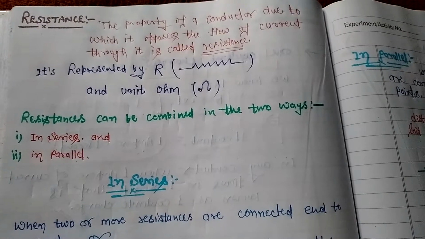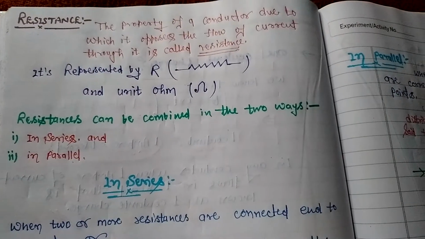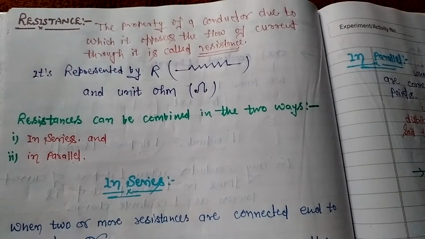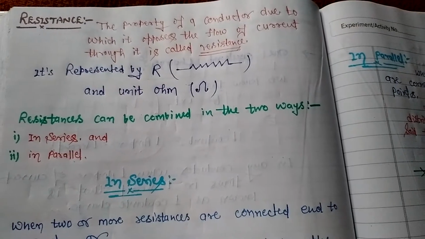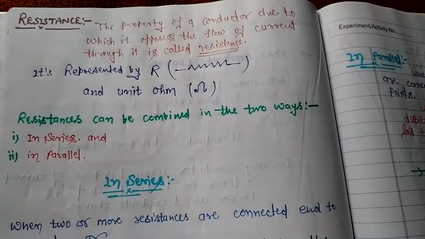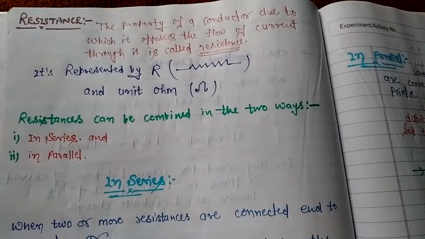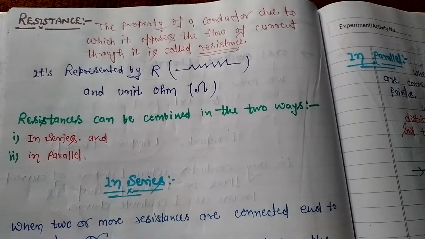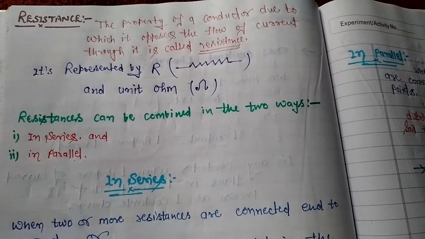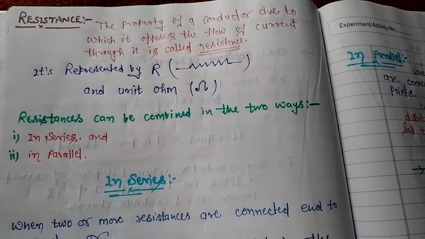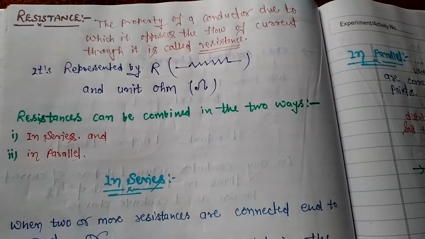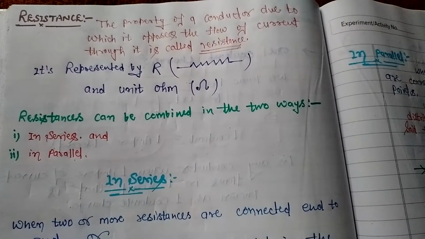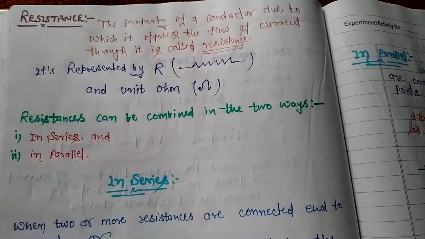Today I am going to discuss resistance. Dear students, we have already discussed current and charges. So today we will discuss resistance. Dear students, resistance is an electrical appliance which opposes the flow of current.